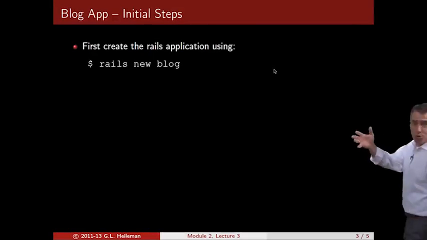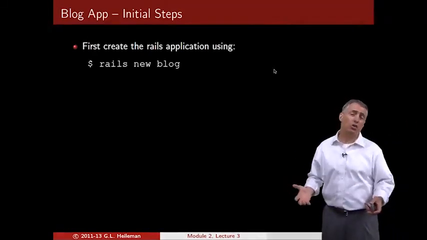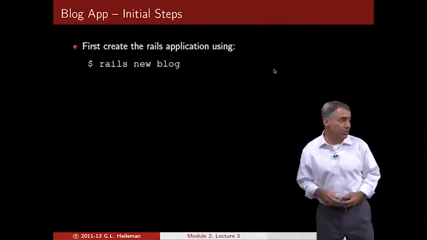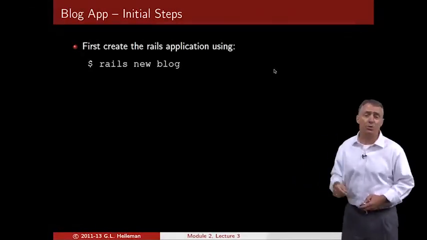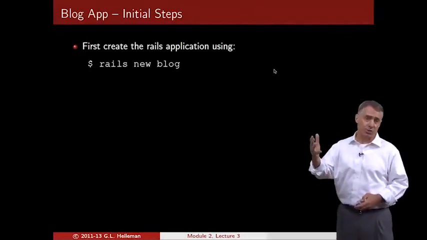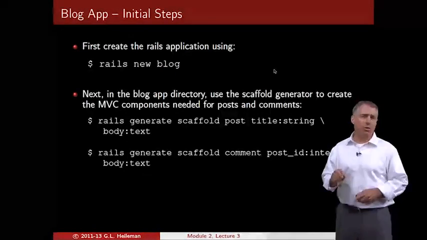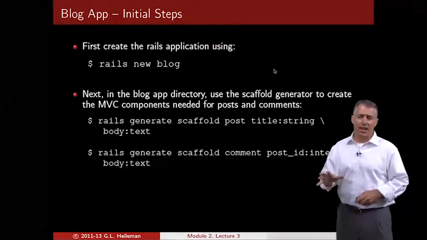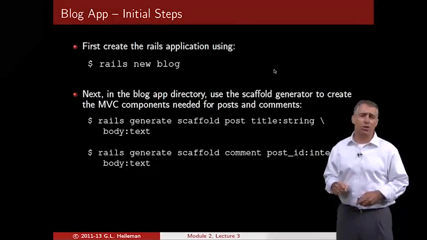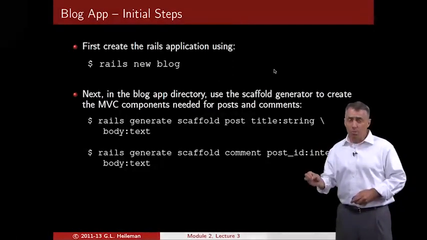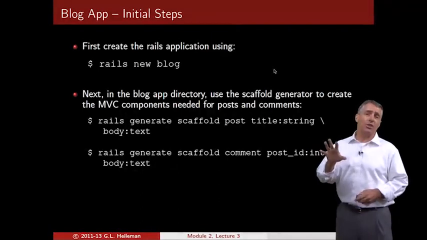Now, I'm going to talk you through how to create this, and then I'm going to show you as well. So the first thing you need to do, as we've already seen, is to create the Rails application. In other words, rails new blog. After that, we're going to do something different. We're going to run a couple of code generators. And these are the two lines we're going to use to create the posts as well as the comments.